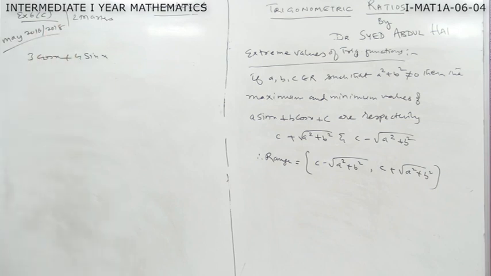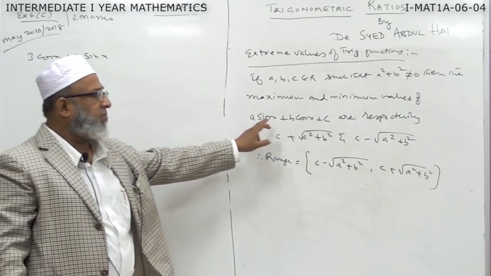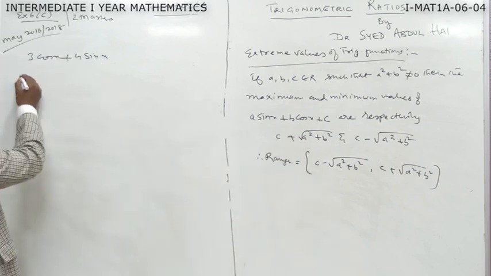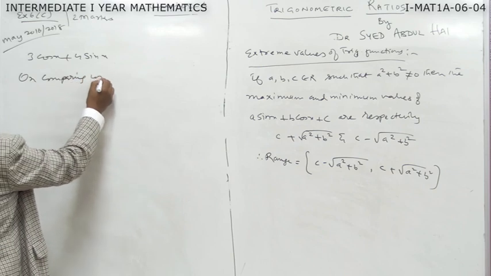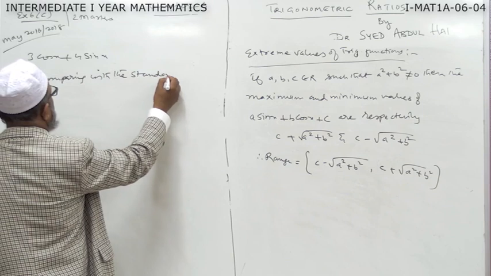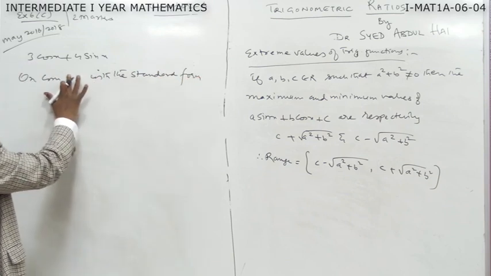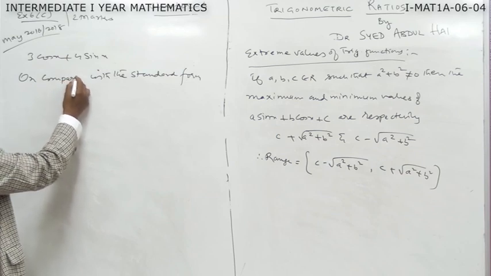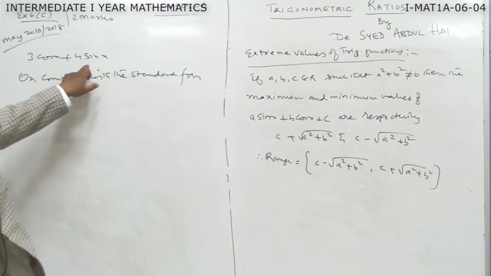Okay. If I compare the given question with the standard form, what is my standard form? It is the form of a sin x plus b cos x plus c. Here, on comparing with the standard form, a sin x, what is a? 4.